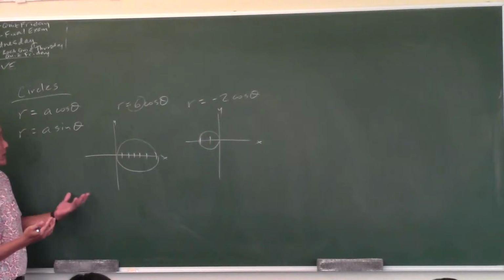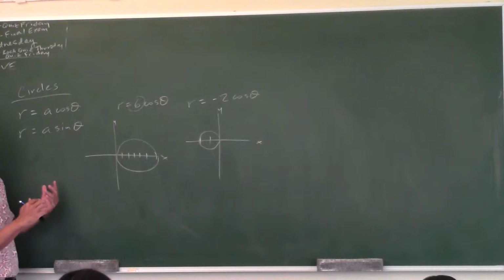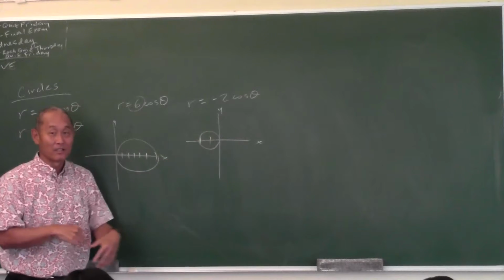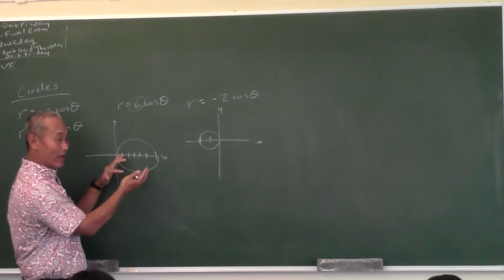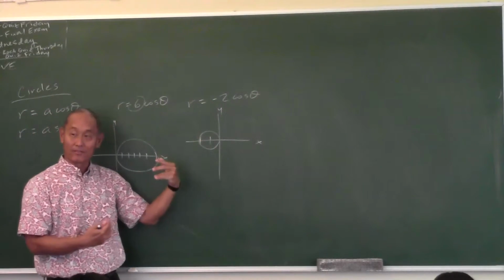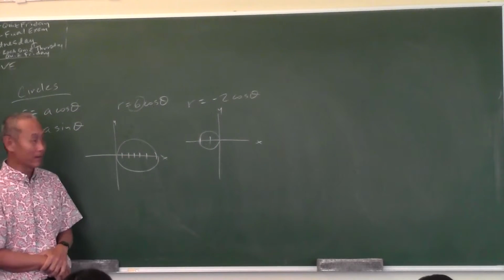See, the cosine ones are to the left and to the right of the y-axis. The diameters lie right on the x-axis. That number in front tells you the diameter, and if it's positive, it's to the right of the y-axis. If it's negative, it's to the left. You see the pattern? It's a pretty easy pattern, huh?